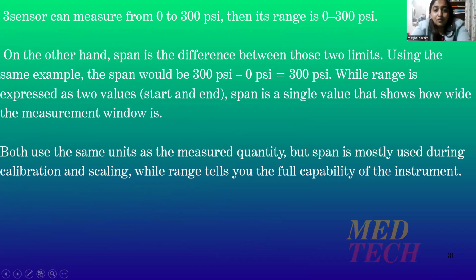Span helps to define the instrument sensitivity and calibration. If a sensor can measure from 0 to 300 psi, then its range is 0 to 300 psi. On the other hand, span is the difference between the two limits: 300 minus 0 is equal to 300 psi, while range is expressed as two values, starting and ending. The span is a single value that shows how wide the measurement window is. Both use the same units as the measured quantity, but span is more likely used during calibration and scaling, while range tells you the full capability of the instrument.